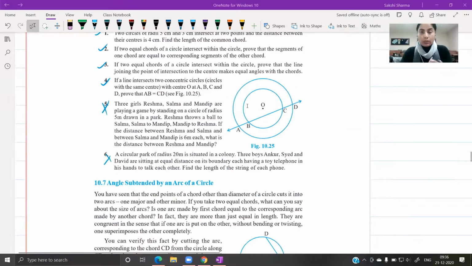If you want to find the distance of a chord from the center, we need a perpendicular from the center to the chord, and that perpendicular which we have drawn or constructed from the center to the chord is going to bisect the chord. And in case we are dealing with two chords which are equal, then those perpendiculars drawn from the center onto those respective chords will be equal, and conversely is also true.